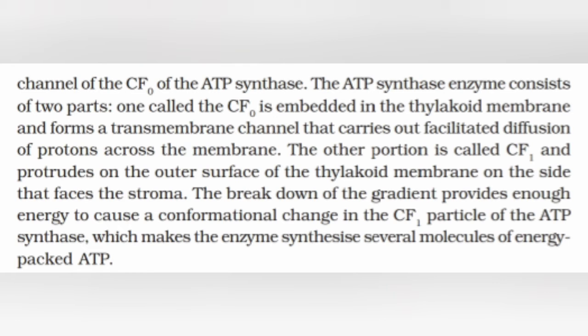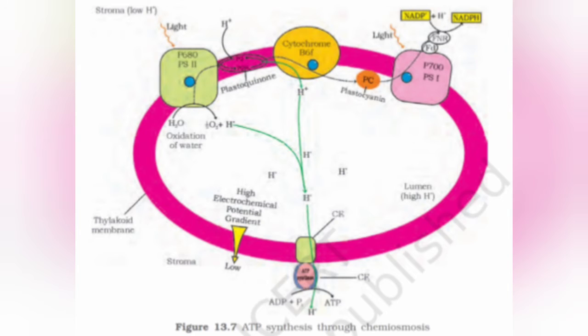The breakdown of this gradient provides enough energy to cause a conformational change in this CF1 particle of the ATP synthase. It makes several ATP molecules. Here is the ATP synthesis shown through chemiosmosis. Due to the proton gradient, there is a higher concentration of protons inside the thylakoid lumen.